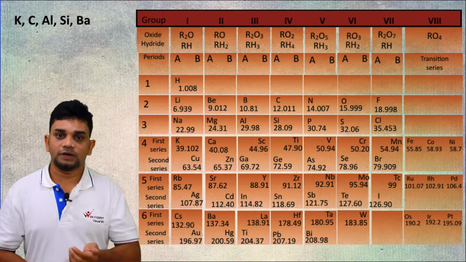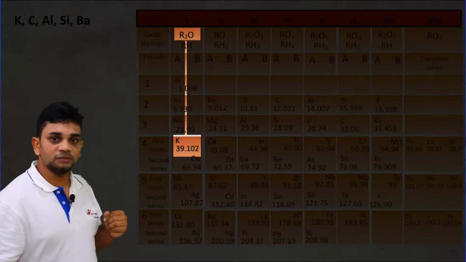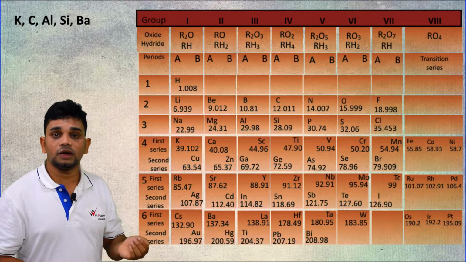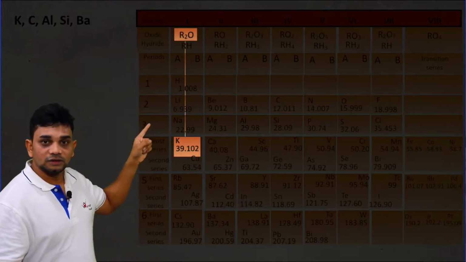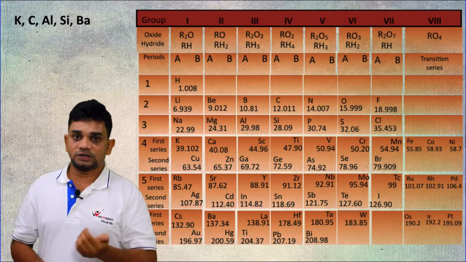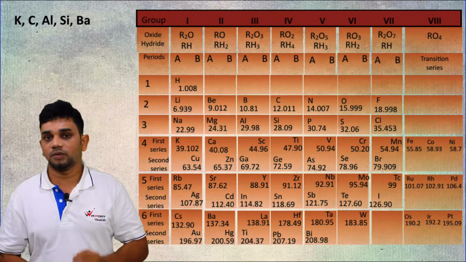First we can go for potassium. Can you find the potassium in the periodic table? Here you can see potassium, and what will be the formula of oxide of potassium? Here you can see that R2O. It is in that group, right? So the oxide of potassium will be K2O. The formula of oxide of potassium will be K2O.